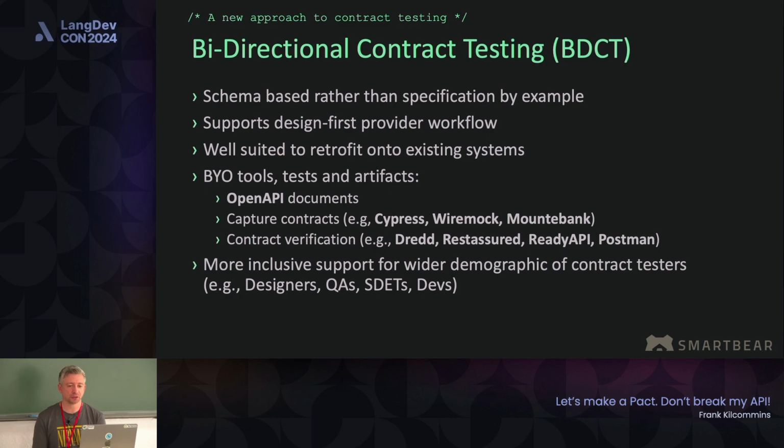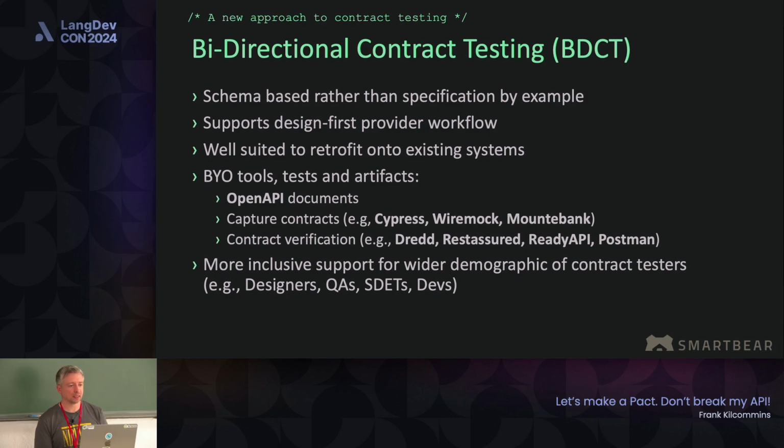And it's very well suited to workflows where you want to retrofit existing software with more robust contract testing, because you can bring your own investments that you've already made into your technical landscape. So you can use artifacts like OpenAPI if you're exposing RESTful services. You can bring those artifacts. You can capture contracts using your mocking tools of choice, be that WireMock or Mountebank, etc. You can do contract verification using different tools, so you're not really vendor locked in. You have a good broad set of tools that you can bring with you.